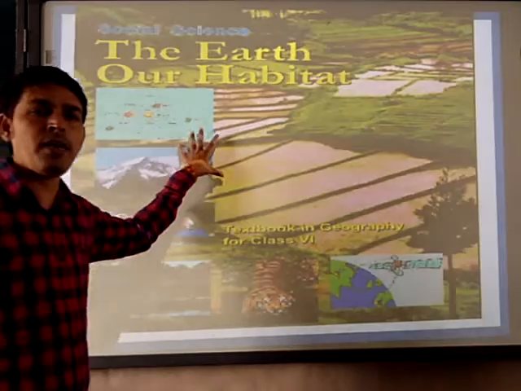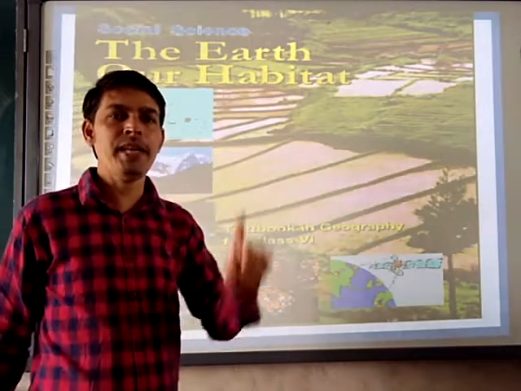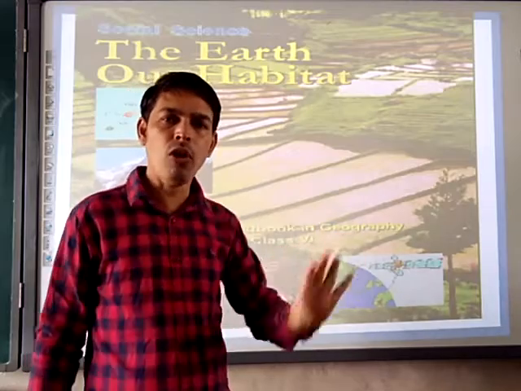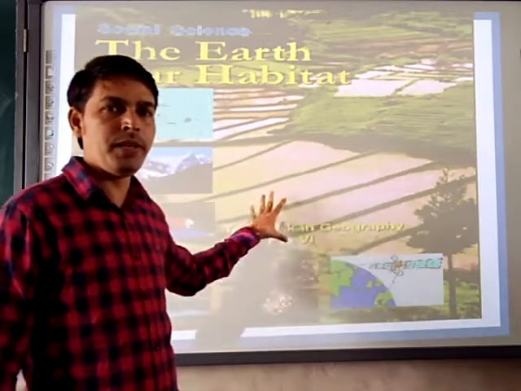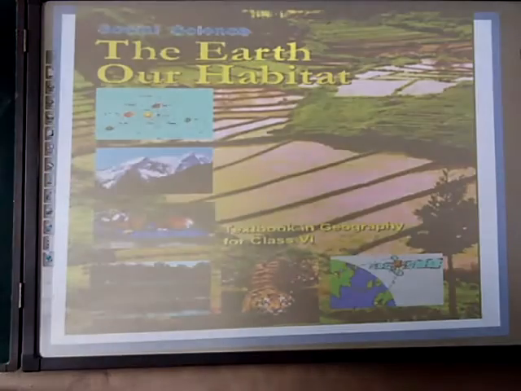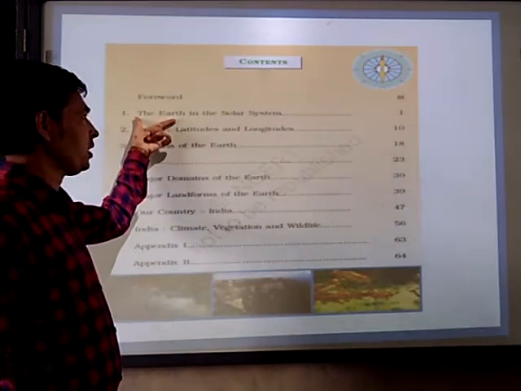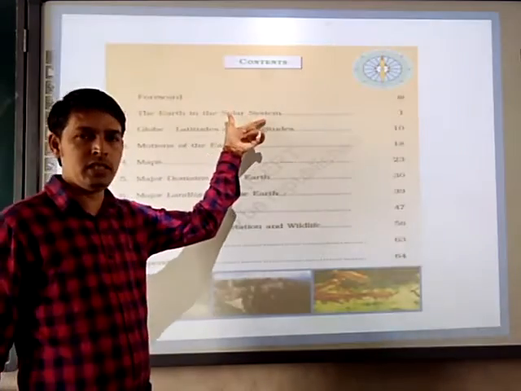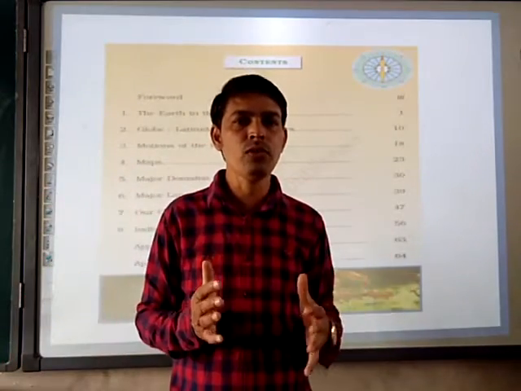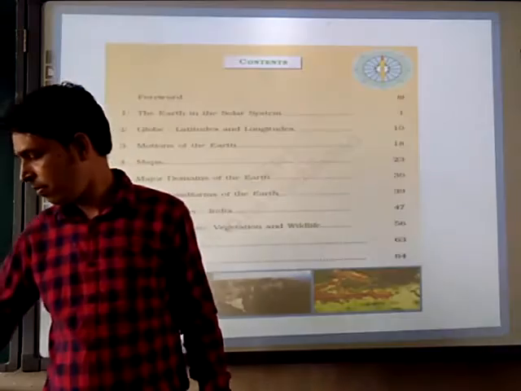First, this is a geography textbook. I already explained it to you in session number 1, in which I introduced the whole geography textbook. In that, we are going to see the first chapter, the Earth in the solar system. The Earth in the solar system we are going to talk about here.